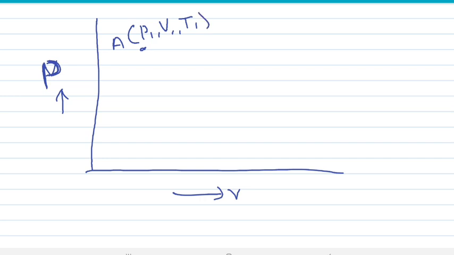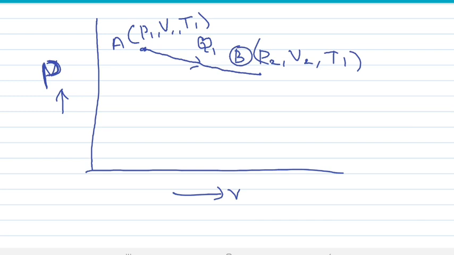First of all, it is undergoing isothermal expansion. In this process, the pressure decreases, volume increases, but temperature remains constant. The gas absorbs an amount of heat Q1. So pressure becomes P2, volume becomes V2, temperature is the same T1, and it reaches stage B.